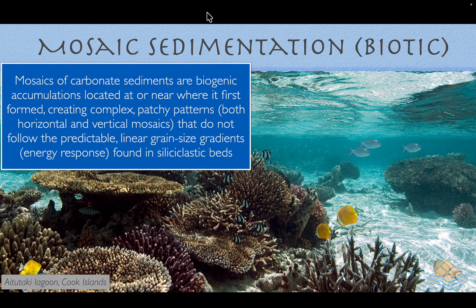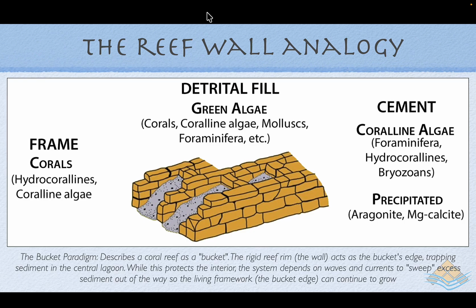Sediment mosaics in carbonates are biogenic accumulations, typically where the grains are located at or near where they first form, but we get these patchy patterns, both horizontally and vertically, that don't follow the predictable linear grain size gradients or the energy responses we see in siliciclastics. This leads to the notion of the reef wall, where we can have a variety of detrital fills in amongst the framework, along with a variety of cements.